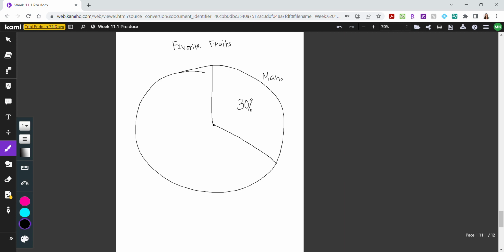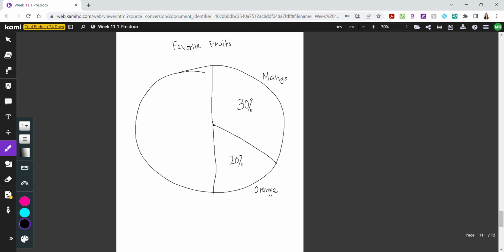Sometimes they may not, and you might need to find it. But right now, I'm just writing the percentage since I did find it. And I know that this is 108 degrees. We don't actually need to write the degrees. But for right now, I'm just showing you that that's about 108 degrees. But yeah, you'll use a protractor to find out what that is. And then I know my next pie slice is going to be about 20%, which is 72 degrees.